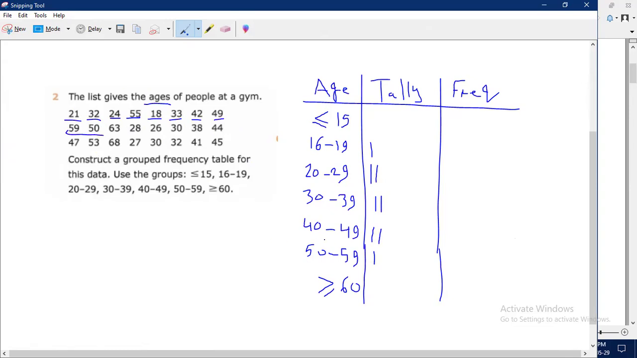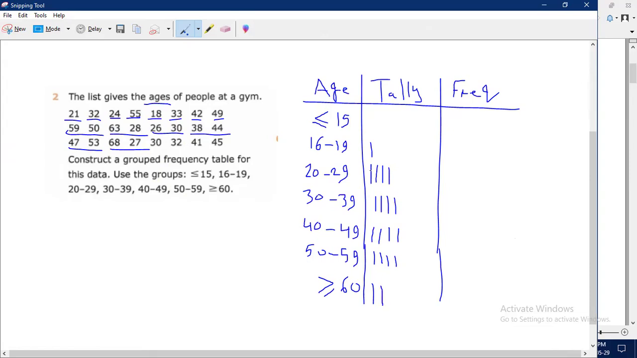59 and 50, 63, 28, 63 is greater than 60, 28, 26, 30, 38, 44, 47, 53, 68, 27.